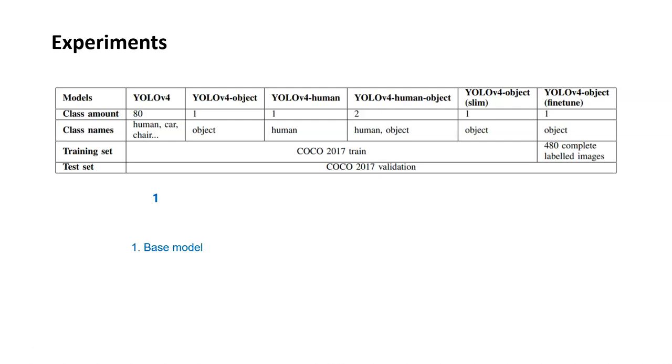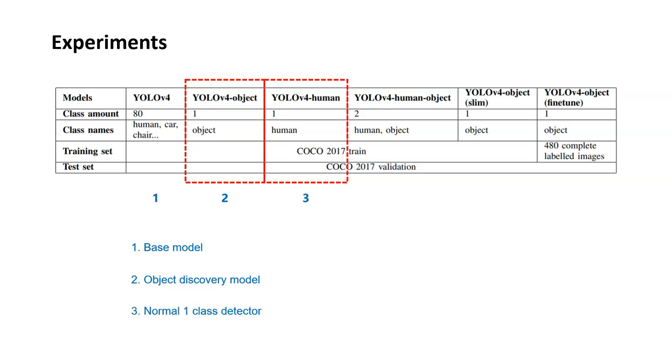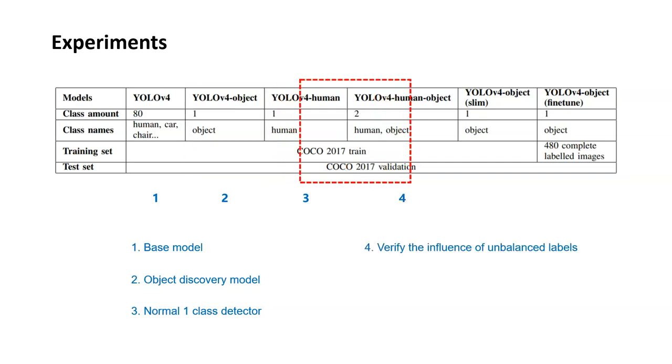Taking YOLOv4 as the base model, we first designed YOLOv4-object to implement object discovery with the output space set as object. In the meantime, we introduced the YOLOv4-human model to only recognize humans, to show the performance of a normal object detector with one class. Then, the two models YOLOv4-human-object and YOLOv4-object fine-tune are constructed to illustrate the influence of the COCO dataset.